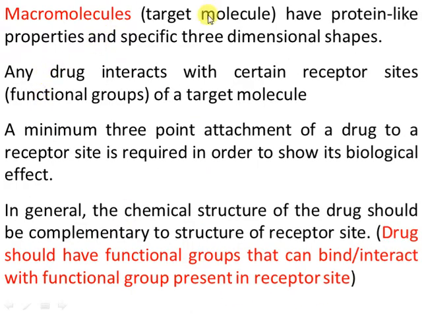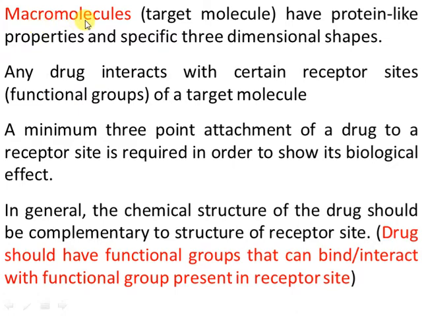Right? So the receptor molecules are basically macromolecules. In the previous lecture, we saw that the receptor molecules, or what we call target molecules, are normally proteins; they can be enzymes, they can be nucleic acids, etc. But the macromolecules which are the target or receptor molecules have protein-like structures, they have specific three-dimensional structures, right? And whenever a drug comes and wants to bind with the receptor molecule, the drug does not bind with the complete molecule. Instead, the drug will only bind with a certain specific area of this target molecule, right? And that specific area or receptor site is basically made up of functional groups, right?